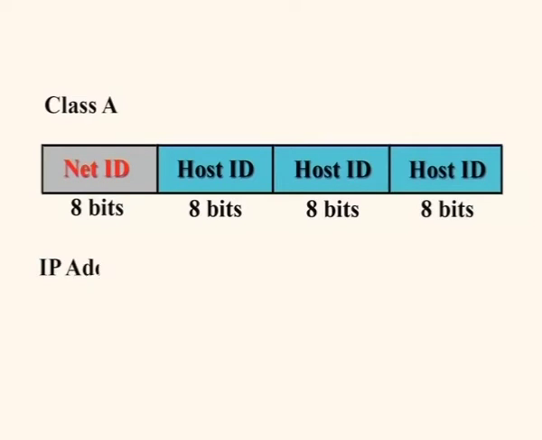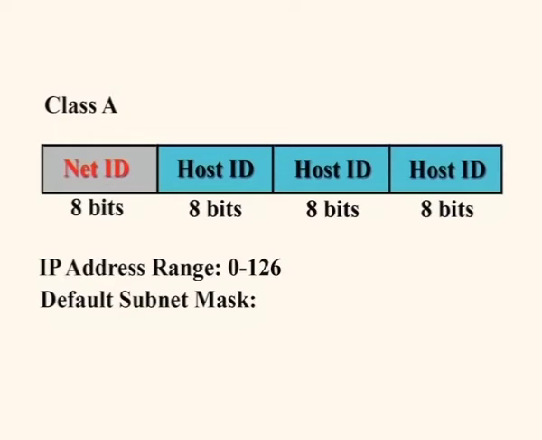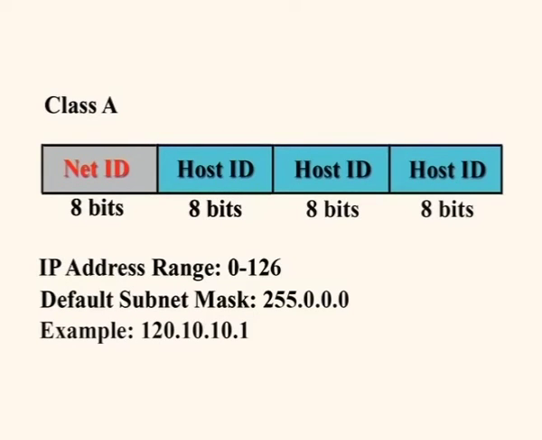The range of the first octet of class A is 0 to 126. The other 3 octets are used for host ID. The default subnet mask for class A is 255.0.0.0. So if an IP address has a decimal range of 0 to 126 for the first octet, it belongs to class A. For example, 1.1.1.1 or 120.10.10.1 etc. These are class A addresses.